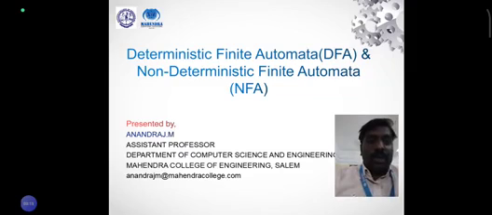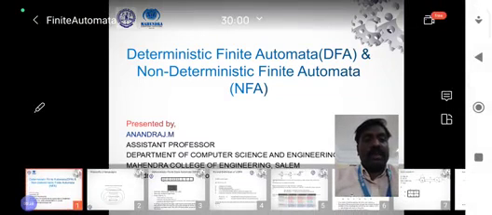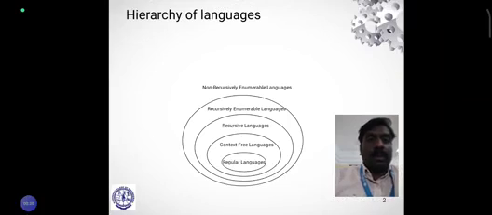Today we are going to look at the topic deterministic finite automata and non-deterministic finite automata, which comes under the subject theory of computation. Before getting into the topic, we need to know about the prerequisite: the hierarchy of languages.